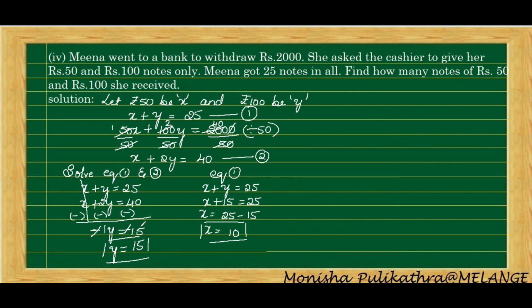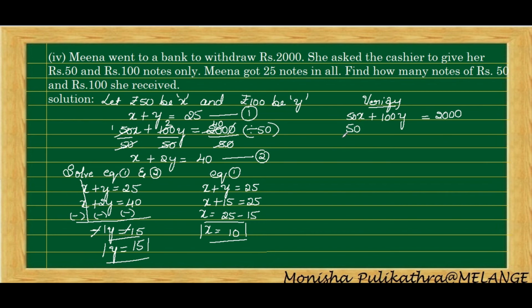Okay, and the total should be 2000 rupees. So we need to verify this. So 50x plus 100y, all together she got 2000 rupees.